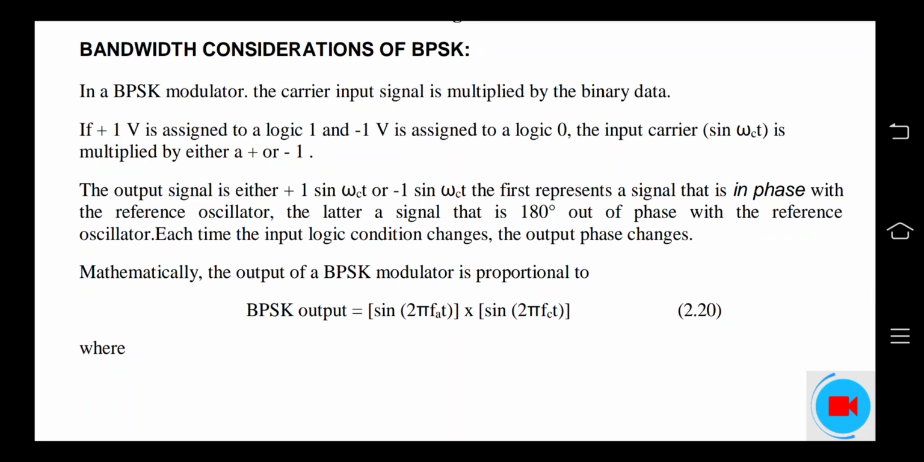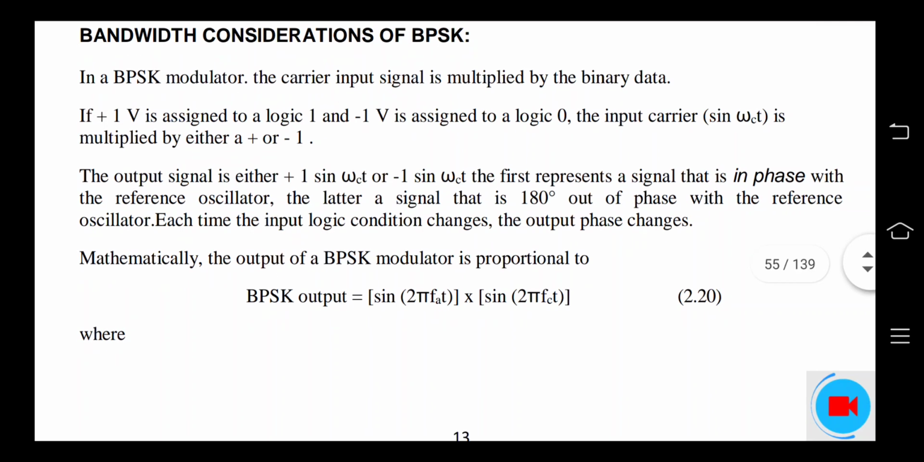Now we can represent it: the output signal is either 1 sin omega ct or minus 1 sin omega ct. Therefore the input voltage is plus or minus 1. The first represents the signal in phase with the reference oscillator, that is the positive phase. The latter represents the signal 180 degrees out of phase with the reference oscillator. Each time the input logic condition changes, the output phase changes.